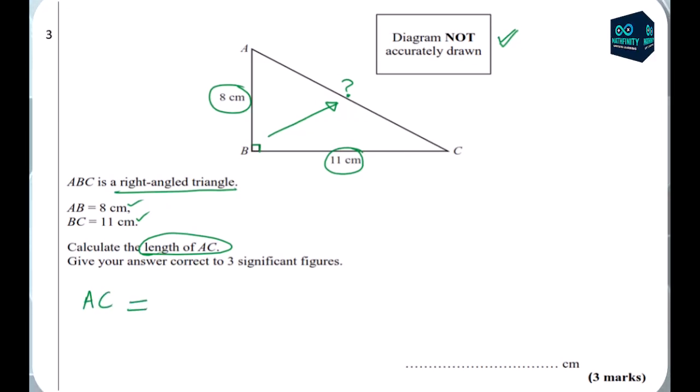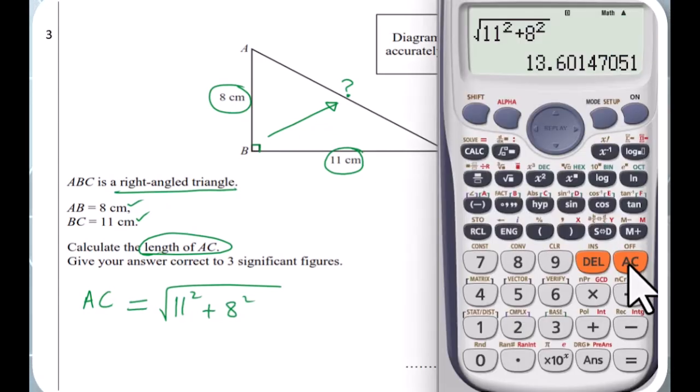AC is equal to square root of 11 square plus 8 square. Then you can use calculator. 11 square plus 8 square. The answer is 13.601.